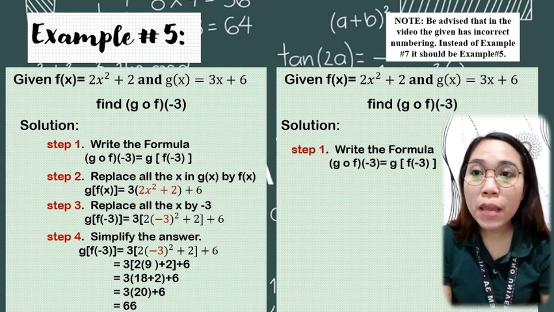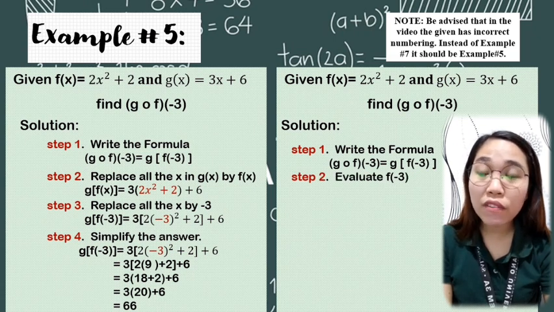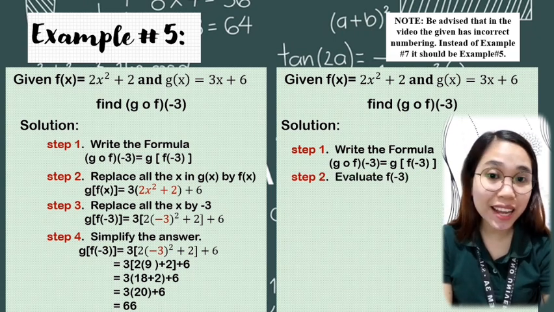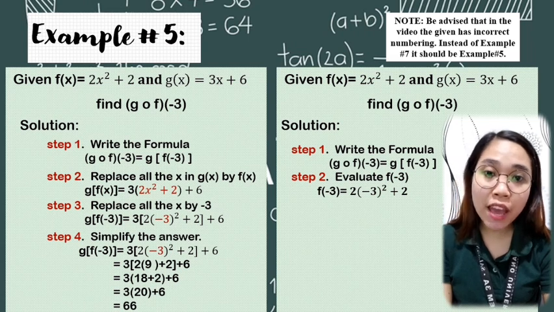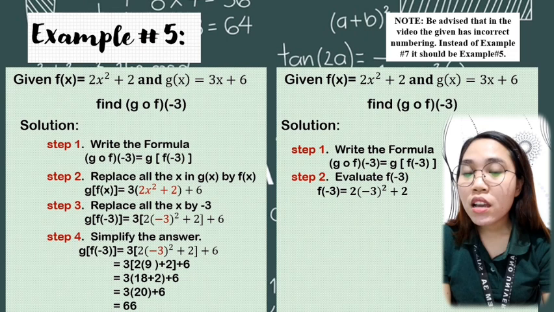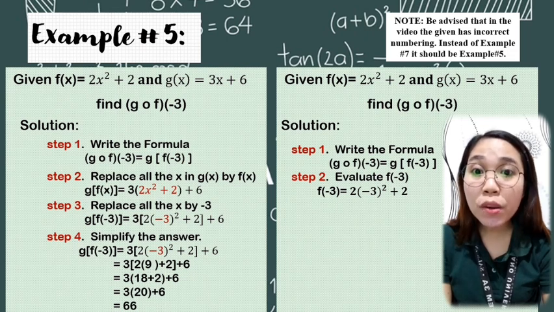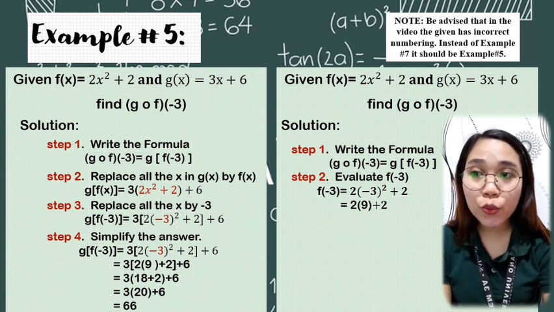Same question and same given. Step 1, write the formula. They also have the same formula because it is just an alternative solution. Step 2, instead of replacing all the x in g of x by f of x, we evaluate f of negative 3. Evaluating f of negative 3, we replace all the x's in f of x by negative 3. So we have f of negative 3 equals 2 times negative 3 squared plus 2.